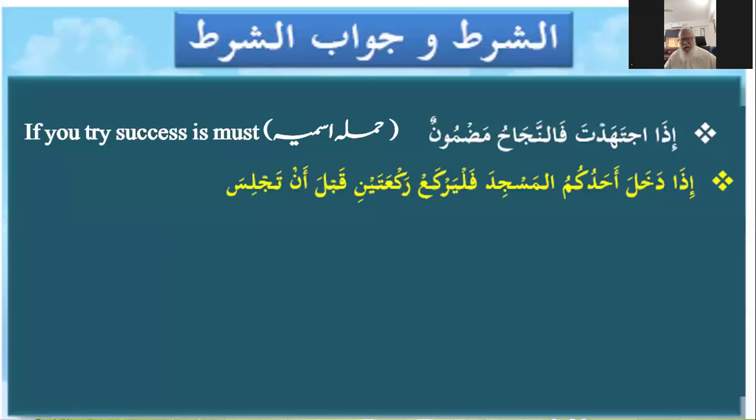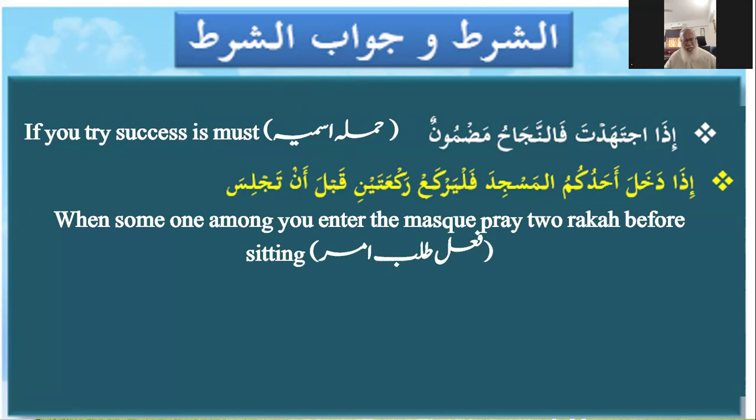Iza dakhala ahdakum al-masjid falyarka'u rak'atayn qabla al-dhuhr. Again, falyarka'u. Yarka'u is a mudari verb. So fa has been used here. So fa in jawab shart is normally used when after it comes an ism, a jumla ismiya, or a mudari verb. When someone among you enters the mosque, pray 2 rakah before sitting. So this is the meaning of this ayah.